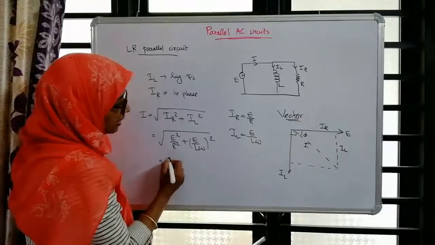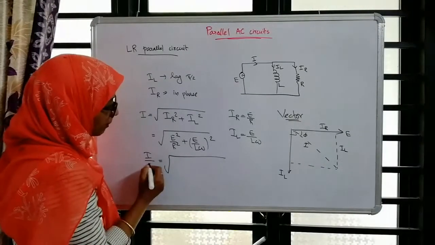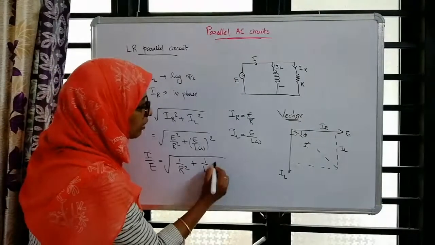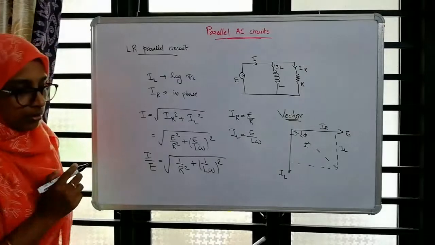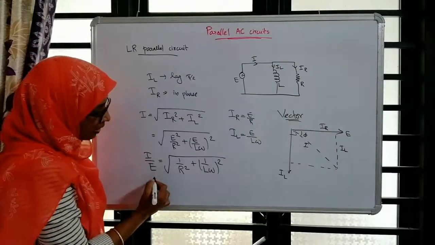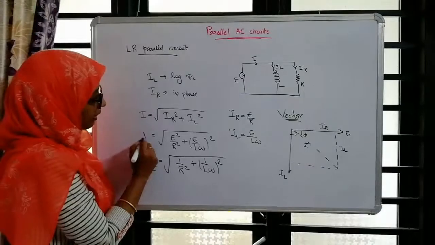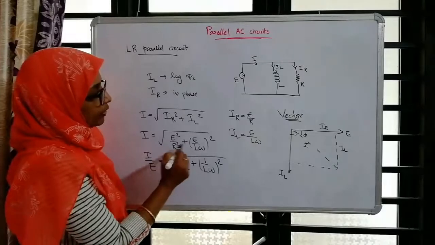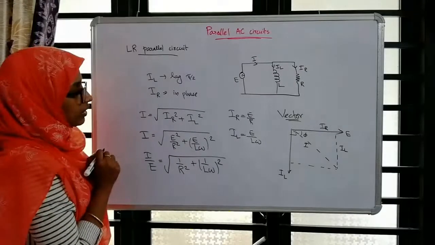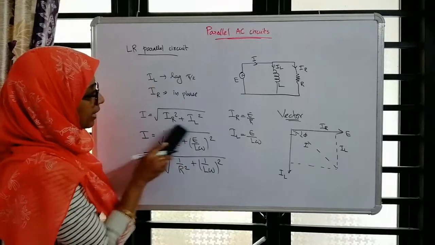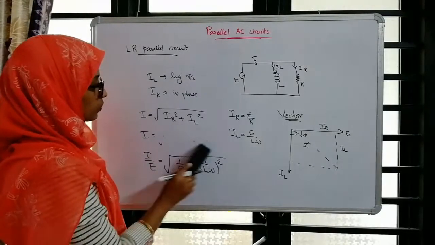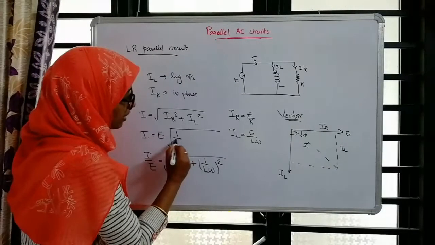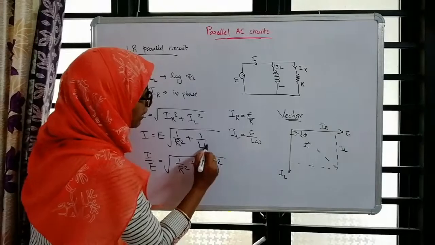As in the previous case, we can take the E outside, that is I by E is equal to root of 1 by R square plus 1 by L omega whole square. This is the I by E, which is the admittance. We got the effective current I is equal to the root of E by R whole square plus E by L omega whole square, and we can rewrite this as E root of 1 by R square plus 1 by L omega whole square.